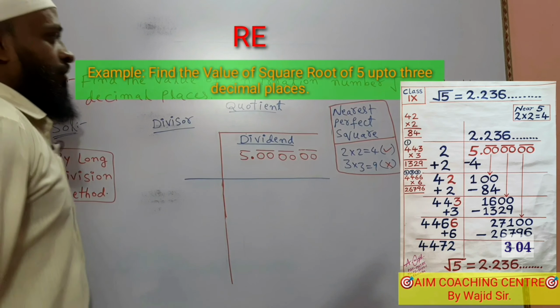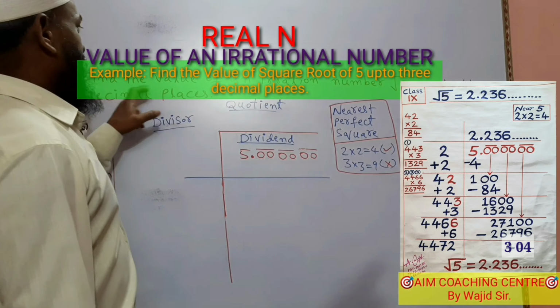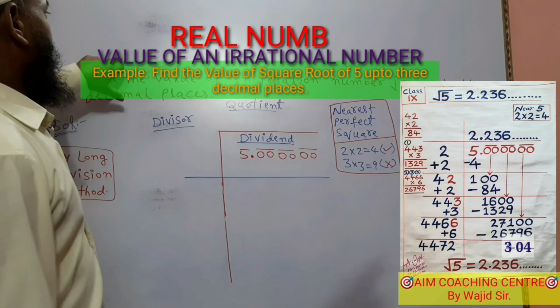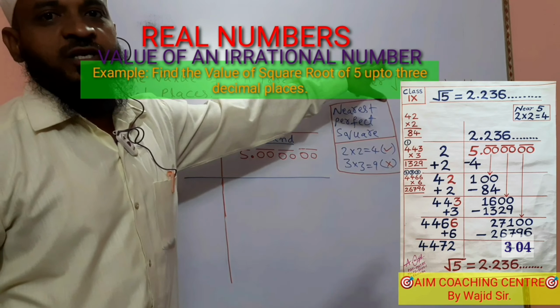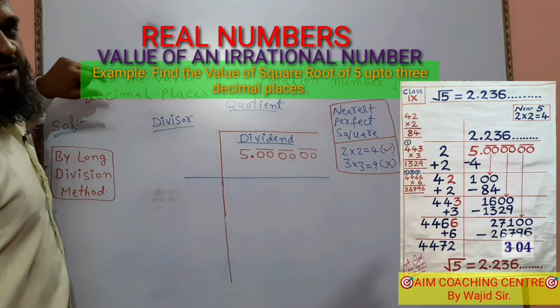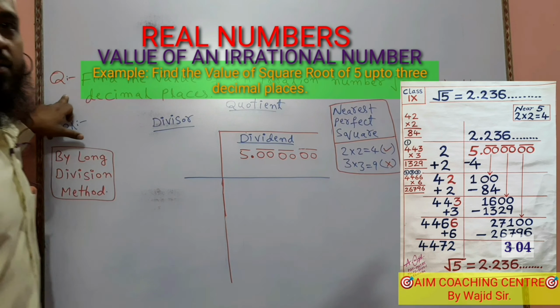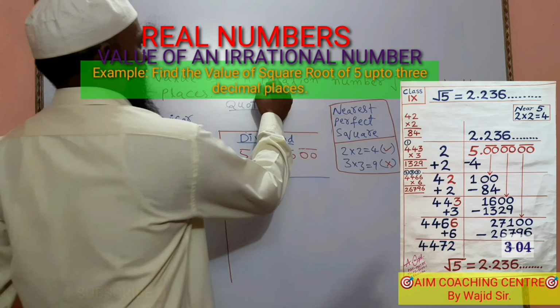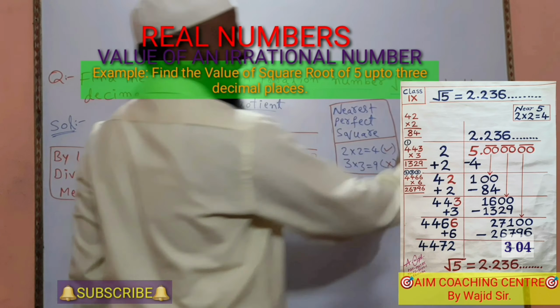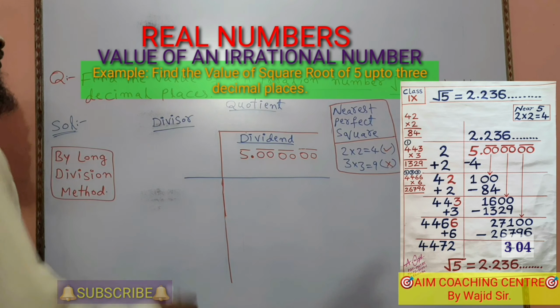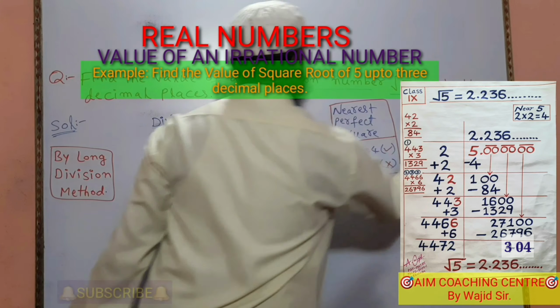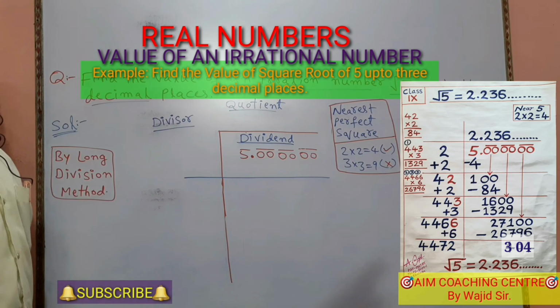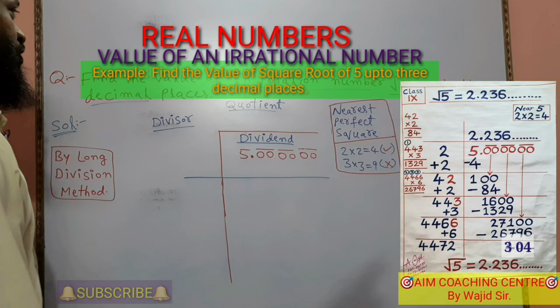Now students, today we discuss the topic: value of an irrational number. Let's see an example question. Find the value of the irrational number square root 5 up to 3 decimal places. This is our question.